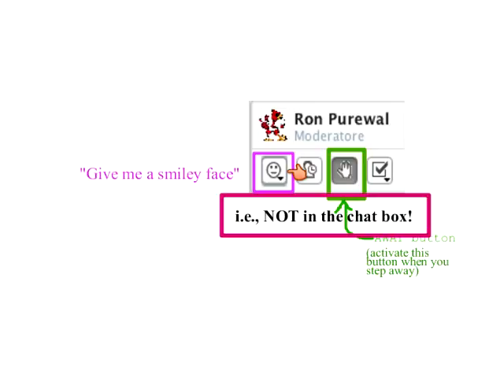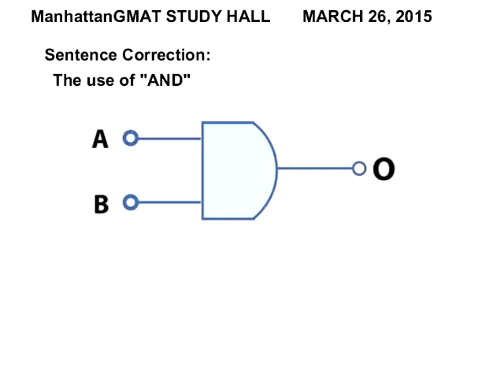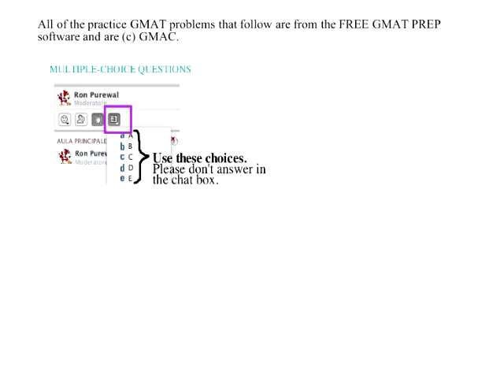All right, let's go ahead and start. So today's topic is going to be the use of "and" in sentence correction. And as always, we have to start you off with a notice of copyright. All the problems that we're going to use today are from the GMAT Prep software, the free version, the freeware version, not the paid one, which is copyright GMAC, free for distribution.